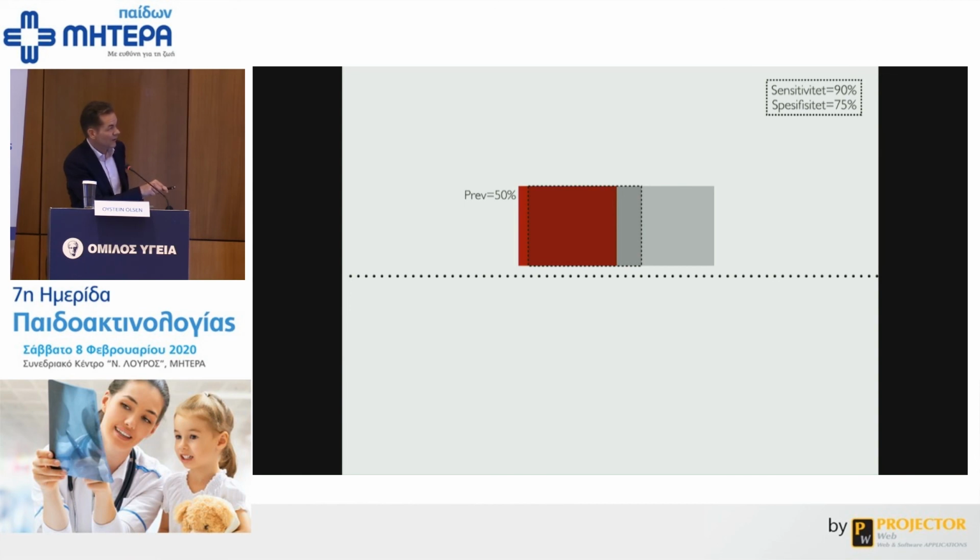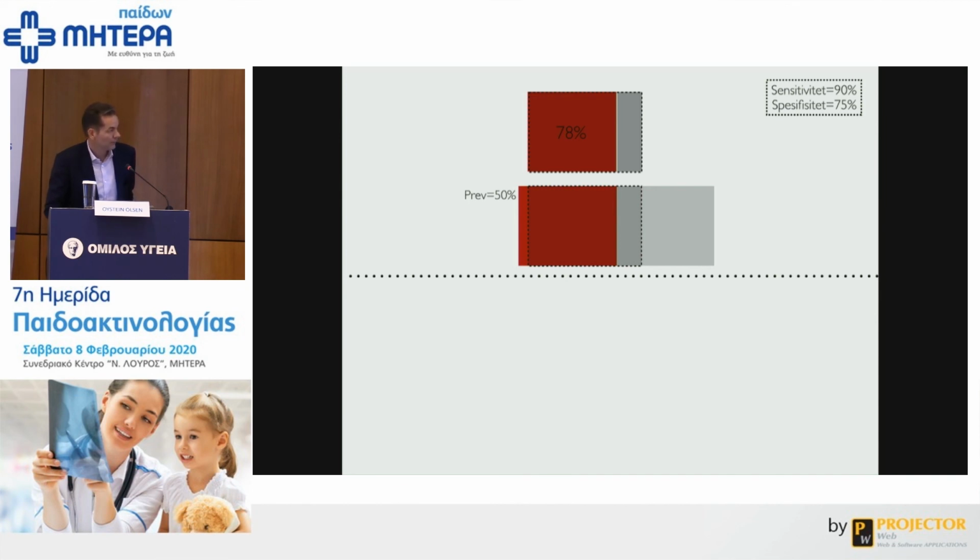And of those who are not sick, I can say 75% of those are not sick. They're not positive in the test. Clear? Okay. So let's look at those who had a positive test. What you can see is that of all those who had a positive test, 78% were sick. And that means that the positive predictive value of my test is 78%. So far, so good. Am I a bit fast? Is it okay?